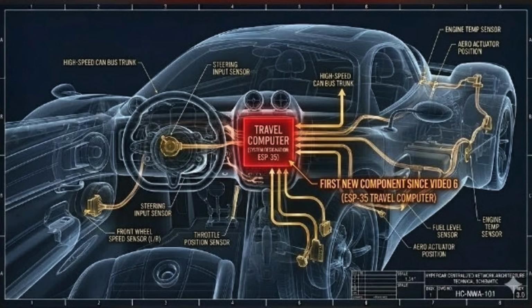Having established the official designation of the Especially 35 specification, it is imperative to defragment the physical hardware that enables the mathematical magic within the Pagani Utopia. The travel computer does not operate in isolation. It is positioned at the epicenter of the cabin, acting as a critical consolidation node.